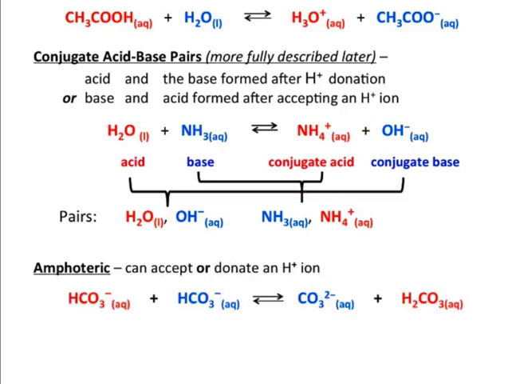One other thing we should talk about is amphoteric ions or molecules, and those can either accept or donate a hydrogen ion. So bicarbonate is an example of this. It can either donate or accept a hydrogen ion. It can even do that with itself. So two bicarbonate molecules, one can function as the acid, one as the base, and they'll transfer that hydrogen ion to make carbonate, CO3 2-, and carbonic acid, H2CO3.